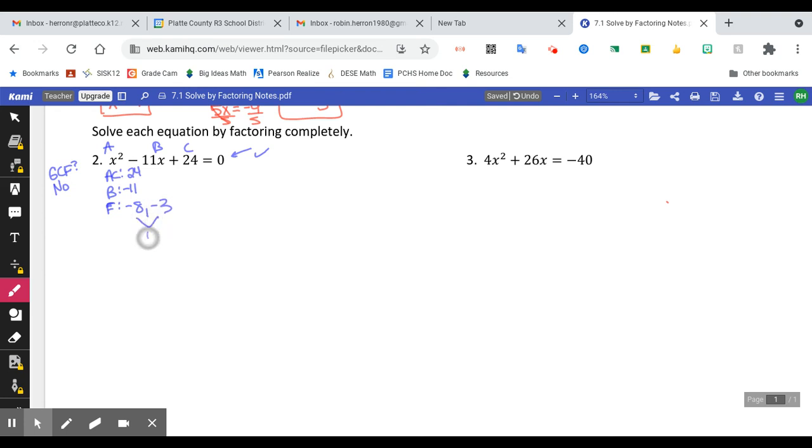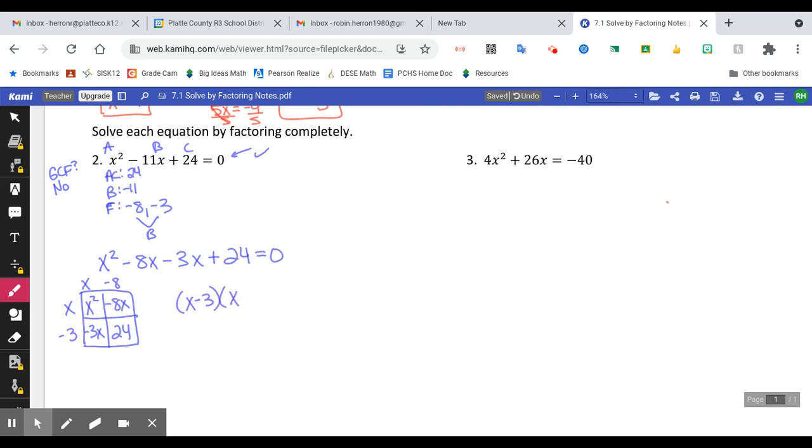Okay, then these replace our B value, so I have x squared minus 8x minus 3x plus 24 equals 0. There's our 4 terms, so they go in our box. We have x squared, -8x, -3x, and 24. These share an x, these share an x, and then to multiply here, we have -8 and -3. So my parentheses become x minus 3 times x minus 8 equals 0.